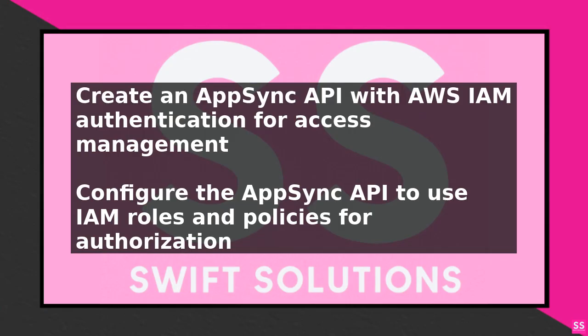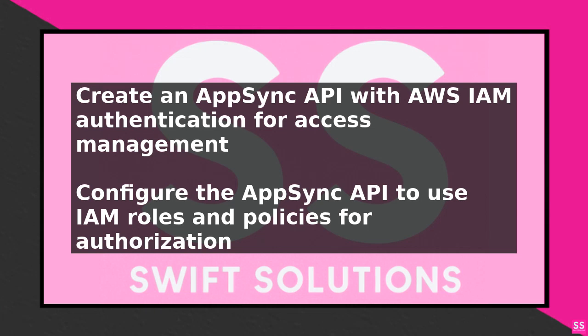To integrate AppSync with Amplify, run the command amplify add api and select AppSync as the API type. Then, configure the AppSync API to use the Amplify project and follow the prompts to complete the integration.